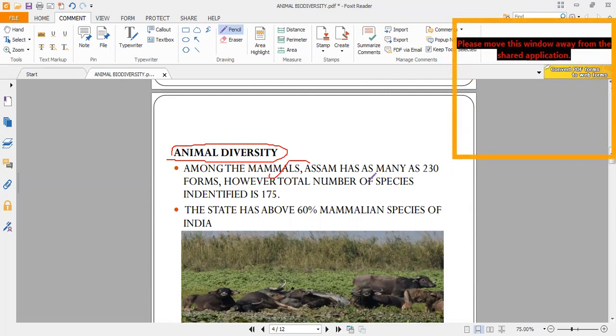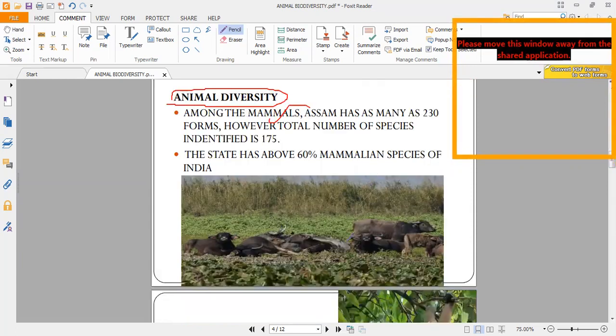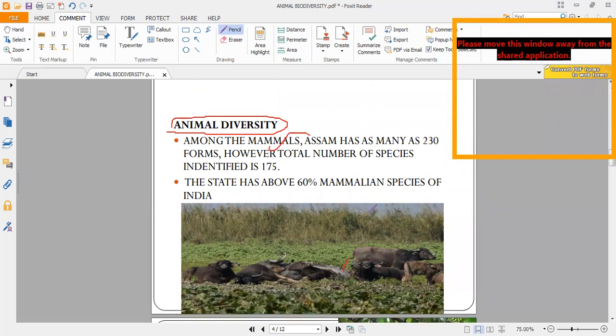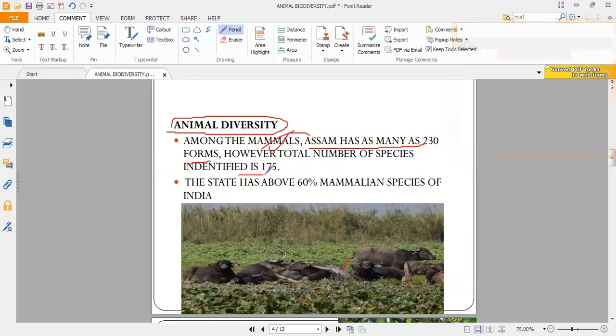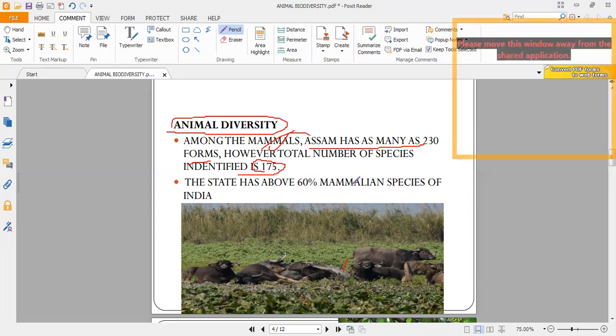And when we talk about Assam, here also we can find different types of mammals like water buffalo and elephant. On an average in Assam, you can find as many as 230 forms of mammals, and we have also identified around 175 species of mammals of different types. And of all the mammals we can see all over the country, 60% of the mammalian species we can find in Assam itself, in our country, India.